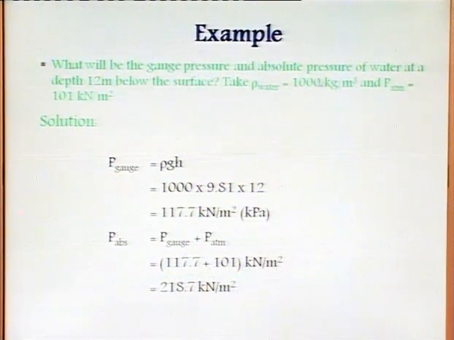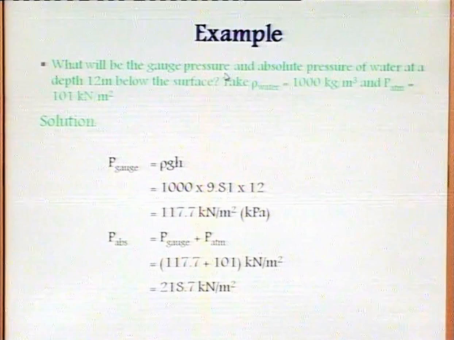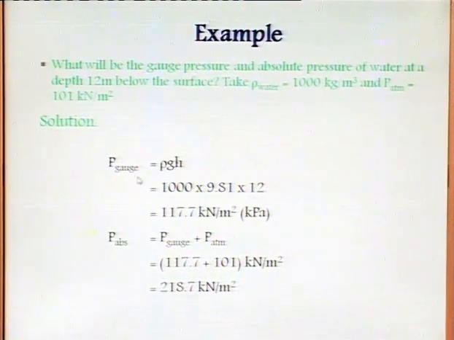Next, we will find the pressure based upon this formula rho g h. What will be the gauge pressure and absolute pressure of the water at a depth of 12 meter below the surface? Here the depth is 12 meter, the density of water is 1000 kilogram per meter cube, and atmospheric pressure is 101 kilo Newton per square meter.